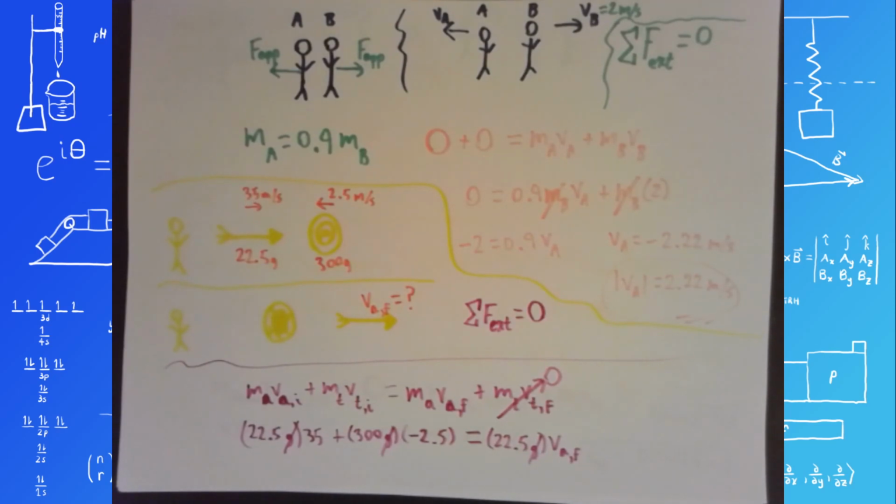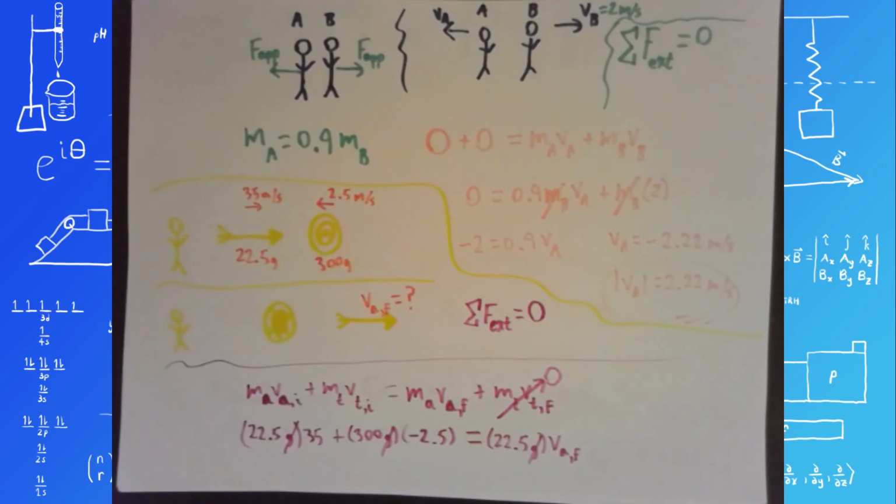So 22.5 times 35 plus, or rather minus, 300 times 2.5. Wait, 300? Yeah, 300 is negative 727.5. Wait, really? Oh. Does that mean the arrow doesn't... Hold on. That can't be right, is it? Hold on.